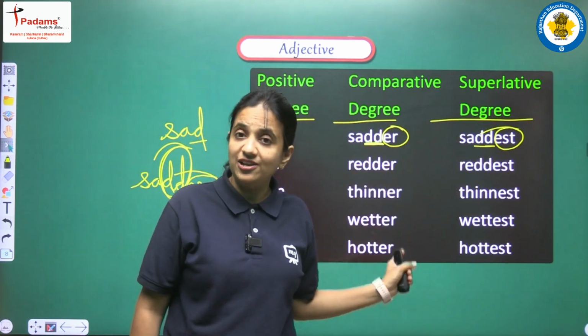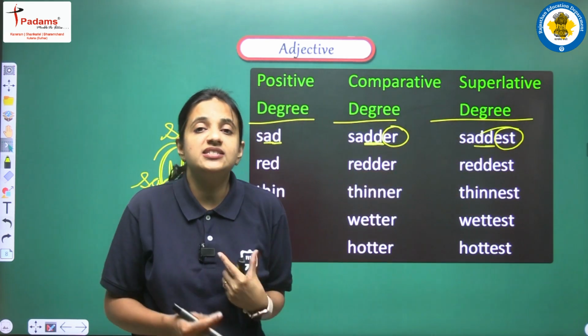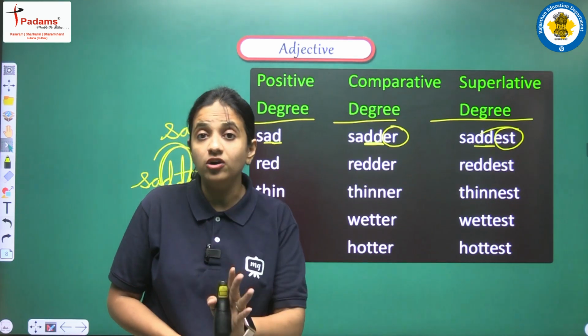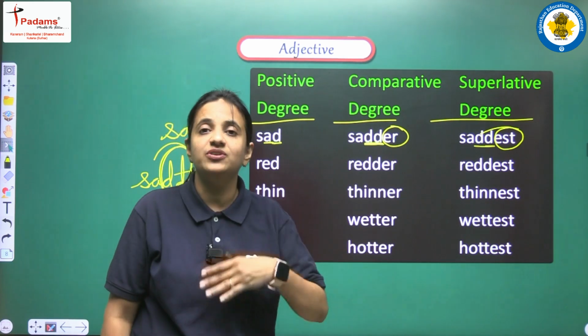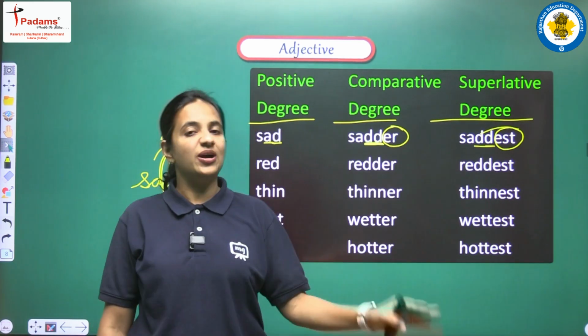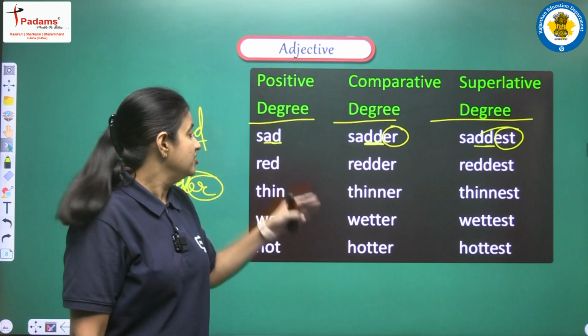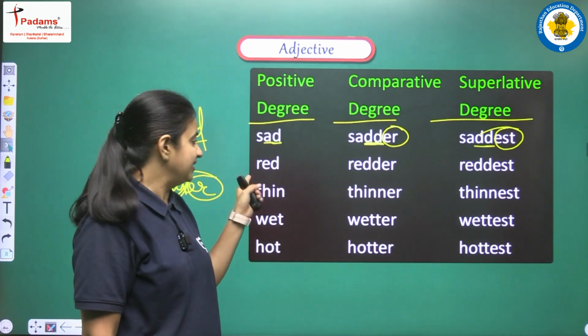Students, look at the spelling very carefully, because it changes a little bit, and your spelling will go wrong. You have to learn all the rules that how we have to convert positive degree into comparative and superlative degree. So now let's discuss the next word, that is red.